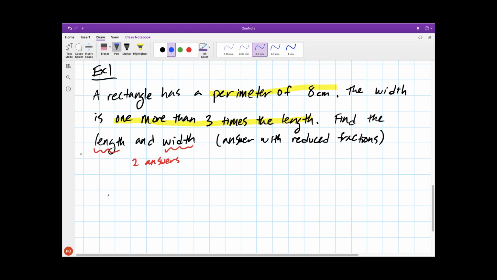So what we want to do next is try and define some variables. I'm going to start with the length. So we can call the length x if you like, or L. Now we know that the width is 3 times that length plus 1. So 1 more than 3 times the length is 3 times the length plus 1.